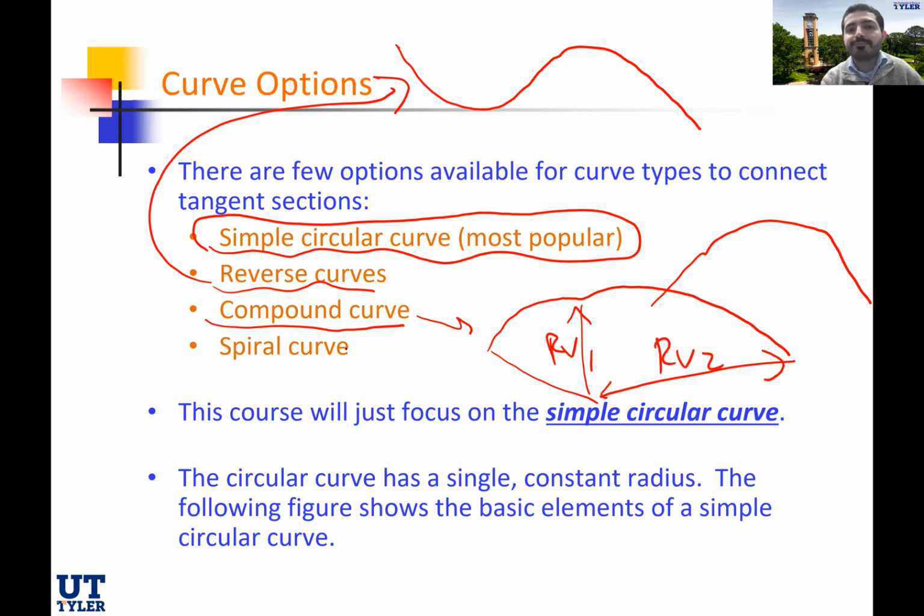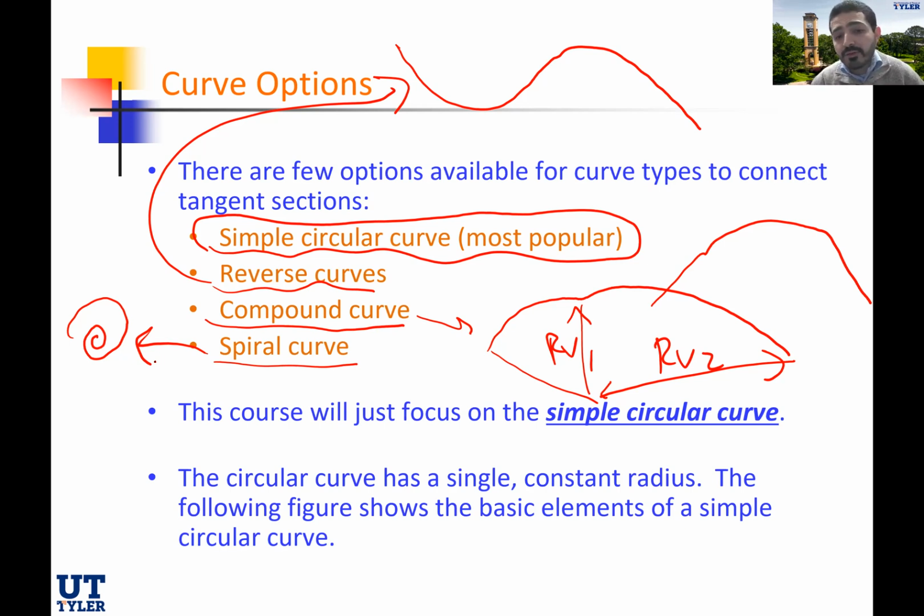Spiral curve, as the word says, again, I have one curvature and another curvature. We use this a lot when we are designing horizontal curves in a very mountainous area where we can't afford having a tangent or even just a reverse curve. It's just going to be spirally like what you see here.